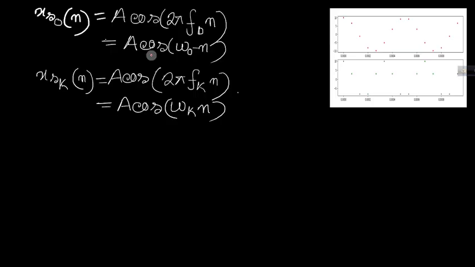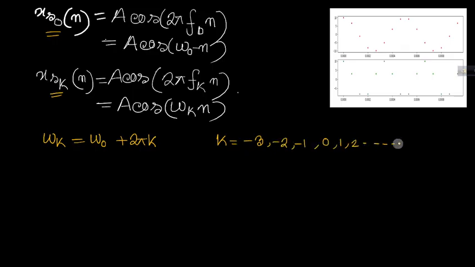So let's say we have two sample signals here, one is xs naught and another is xsk. Now we will choose omega k is equal to omega naught plus 2 pi k. Why I choose this, you will understand later. So here k is an integer, let's say -3, -2, -1, 0, 1, 2, and so on. That means k is an integer, may be positive or may be negative.